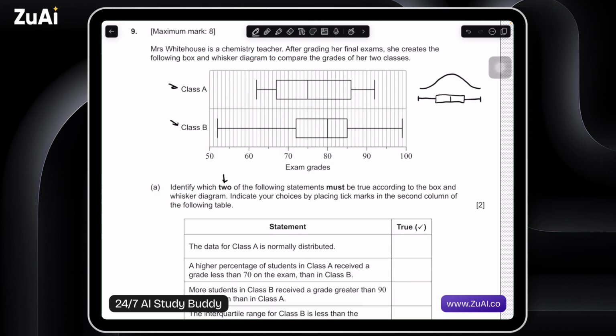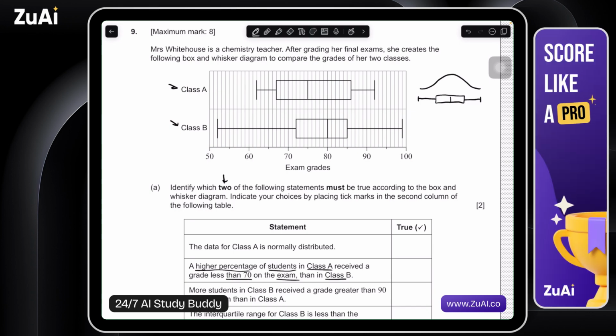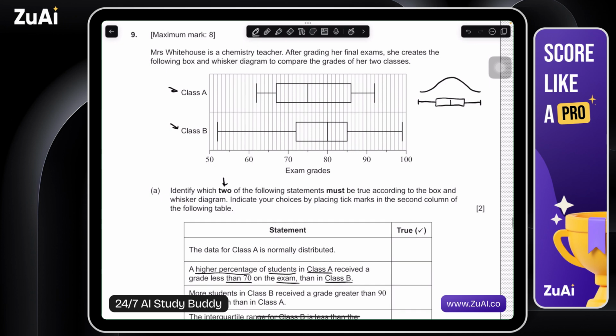A higher percentage of students in class A received a grade less than 30. A higher percentage of students in class A received a grade less than 70 on the exam. So here's our 70 right here. So what do we know? We know that a box and whisker diagram divides things up into quartiles, where each of these sections is 25%.